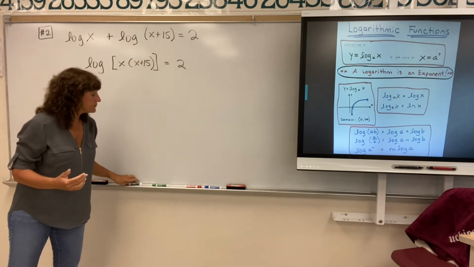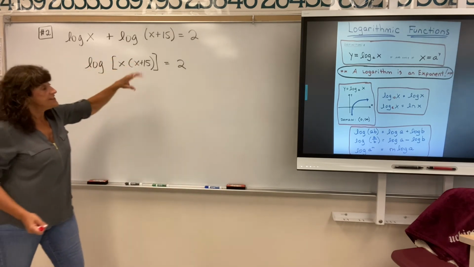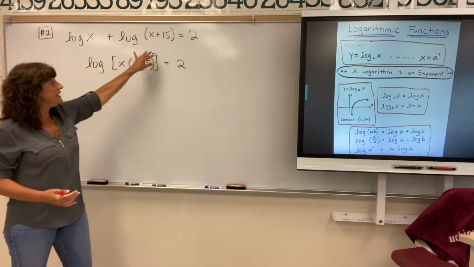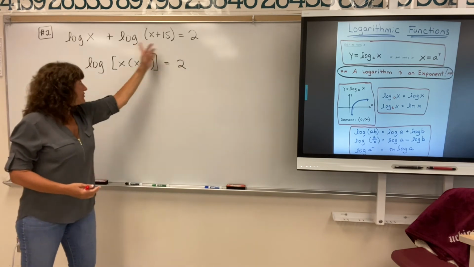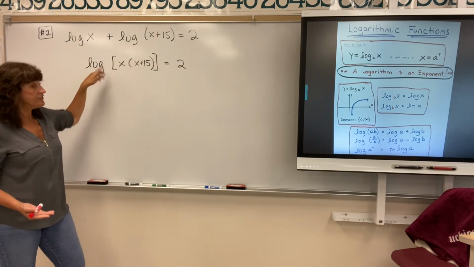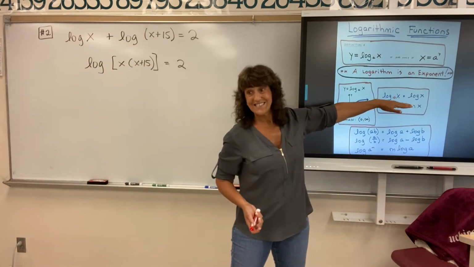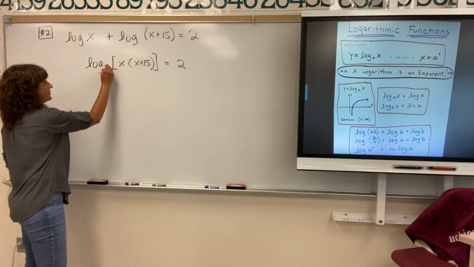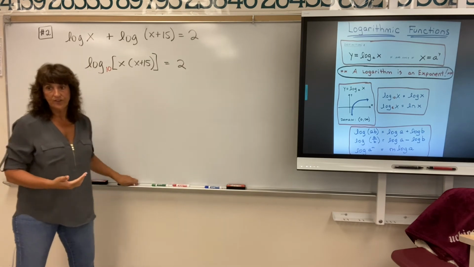Now we have one logarithmic expression, so let's use the definition. And what is the definition? A logarithm is an exponent. So this is the exponent 2, and what's the base? It's not written here, and when the base is not written, it's base 10. So you're going to put a 10 here. You don't have to write it there, but it might be easier to see what to do.